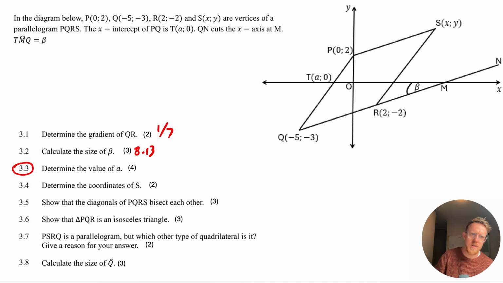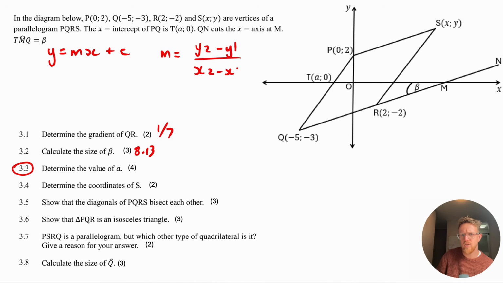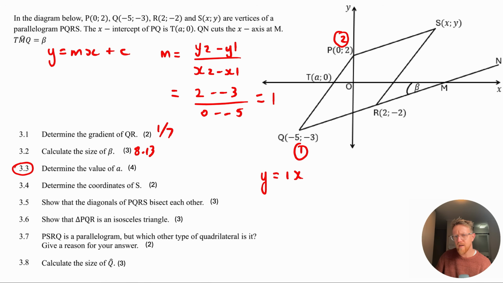Okay, so we know that a straight line is y equals mx plus c. And to find m, the gradient, we use y2 minus y1 over x2 minus x1. I will just use this as point number 2, this as point number 1. It's totally up to you. So I'm going to say 2 minus 3 over 0 minus 5, and that'll give us 1. And so now we have the gradient as 1, so we can fill that into this equation.